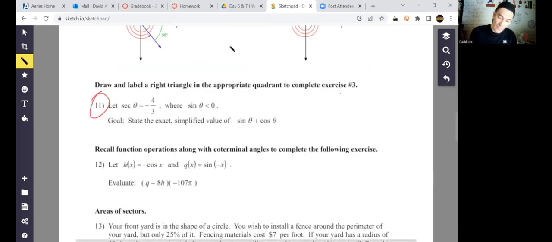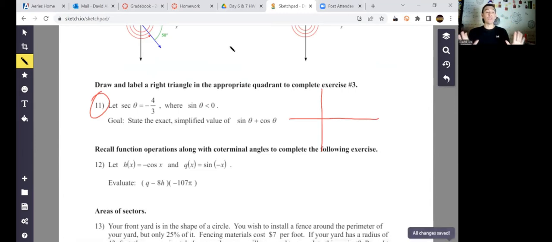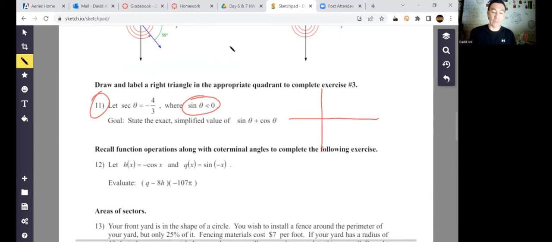Number 11 is one of those XY axis types of problems. Which quadrant do I go to? It says that sine is less than 0, meaning negative. We know that sine is affiliated with the y coordinate, so the requirement is that the y coordinate be negative. That can work in quadrants 3 and 4. But which is it? For that, we go to the other statement.